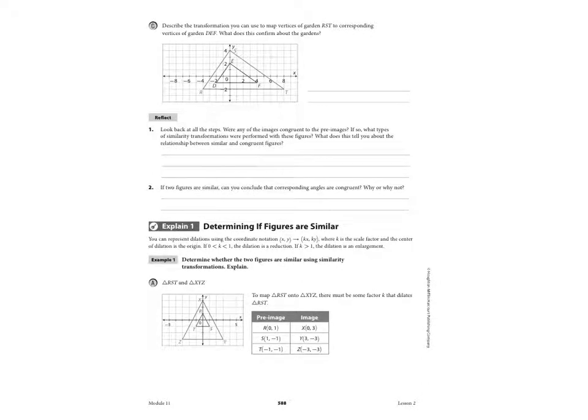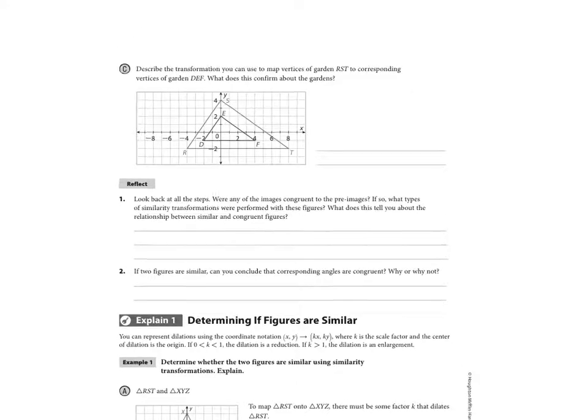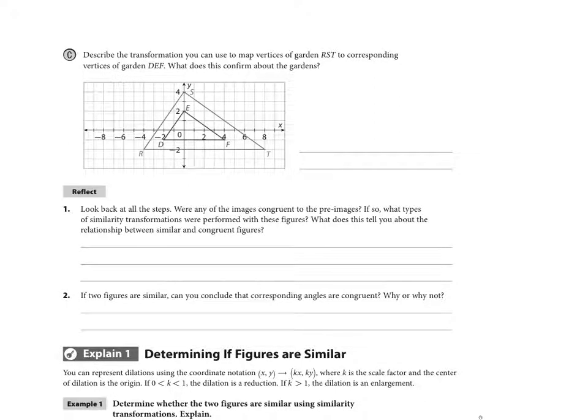Page 588, and you look here at C, and it says, describe the transformation you can use to map the vertices of triangle RST to the corresponding triangle DEF. So everything has gotten smaller. We're going to see in a minute, when it gets smaller, it has to be a fraction.